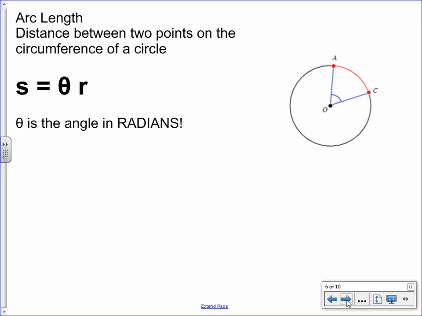So if your angle is in degrees, you must convert it to radians if you want to find the arc length. Okay? Arc length is referring to the piece of the circumference that is cut off by that central angle. Okay? So what's highlighted in red up there is the arc length.